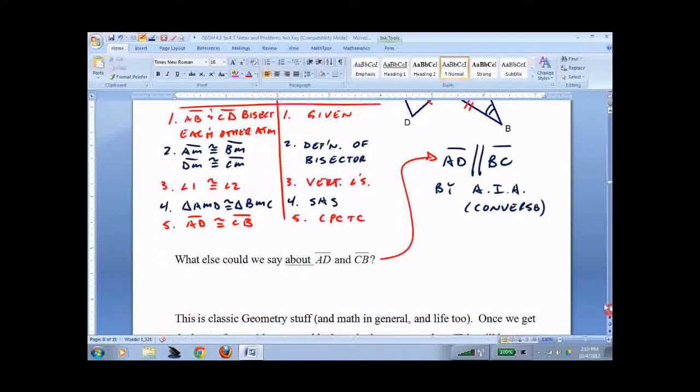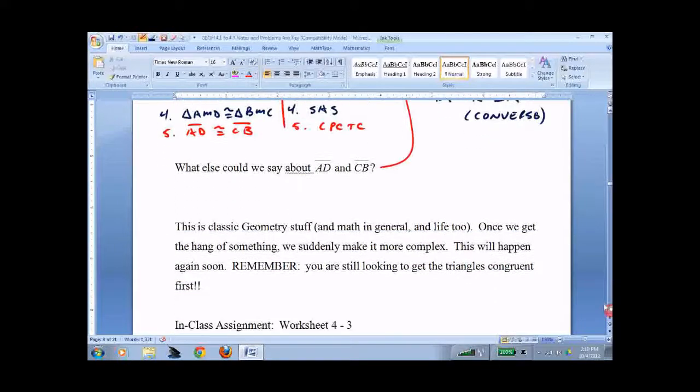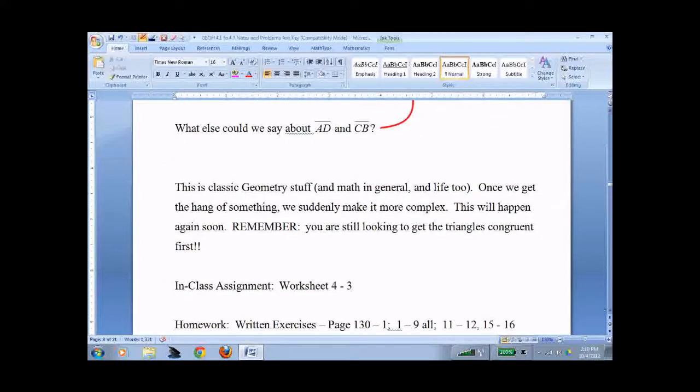That's a classic proof, and it's also classic geometry. Take something you got the hang of, and bang, we immediately make it much more complex. So remember, you're always looking to get triangles congruent first. Then you can look at CPCTC for whatever the problem itself is asking for. Not too bad once you dig deep into it. Good luck.